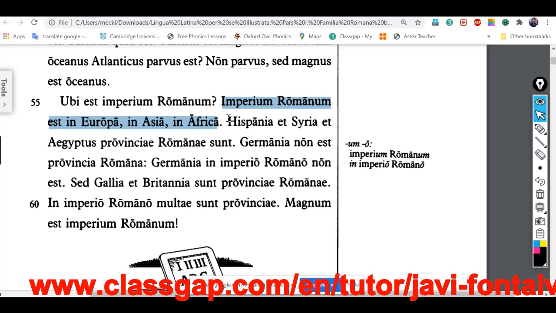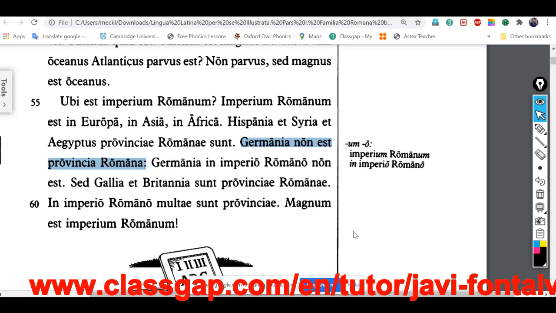Hispania et Syria et Aegyptus provinciae Romanae sunt. España y Siria y Egipto. ¿Son provincias romanas? Exactamente. Sí.